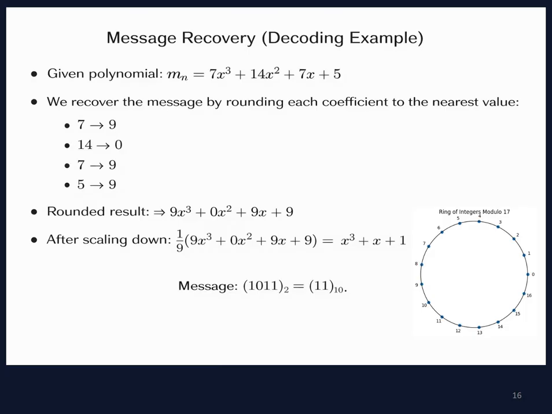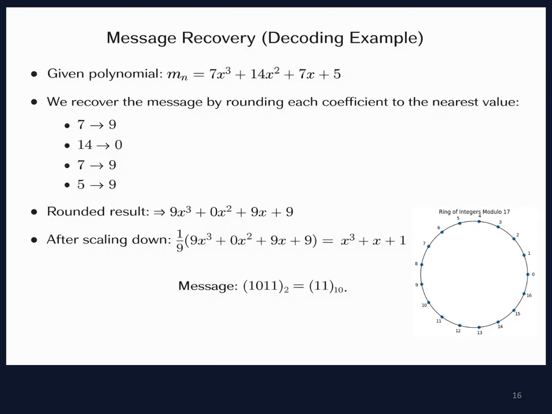First, we round each coefficient to the nearest valid value. For better understanding, the modulo 17 ring is shown as a clock. Rounding can be visualized by moving along this clock to the closest target value. For example, 7 is rounded to 9 because on the modulo 17 clock, 9 is closer to 7 than 0. Similarly, 14 is rounded to 0 since wrapping around the ring makes 0 the nearest value to 14.